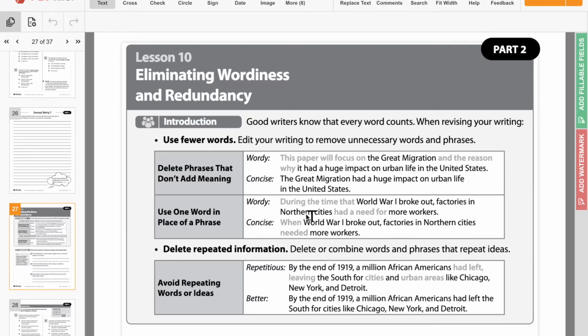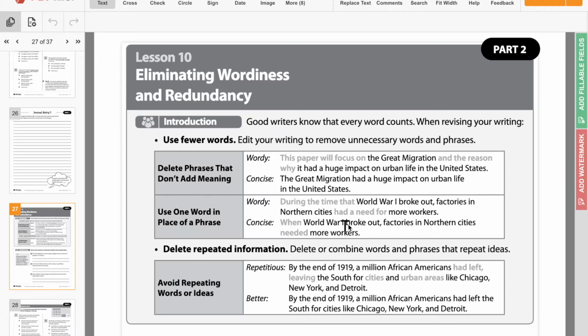The second thing says use one word in place of a phrase. Obviously a lot of the time we're trying to increase that word count when we're writing a paper, because we're just trying to meet the word count that your teacher or your professor or whoever has given you. So in the first sentence, it says, during the time that World War I broke out, factories in northern cities had a need for more workers.